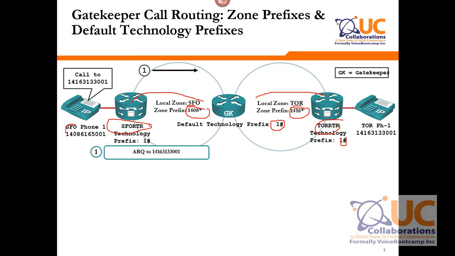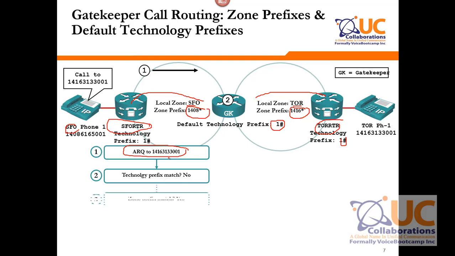A San Francisco user wants to call the Toronto user. They dial this number, 14163133001. The call comes in. The Gatekeeper looks at the number and asks the question, does the technology prefix match? In this case, the technology prefix is 1#, but the 1# is not part of the number. So therefore, the match does not occur.